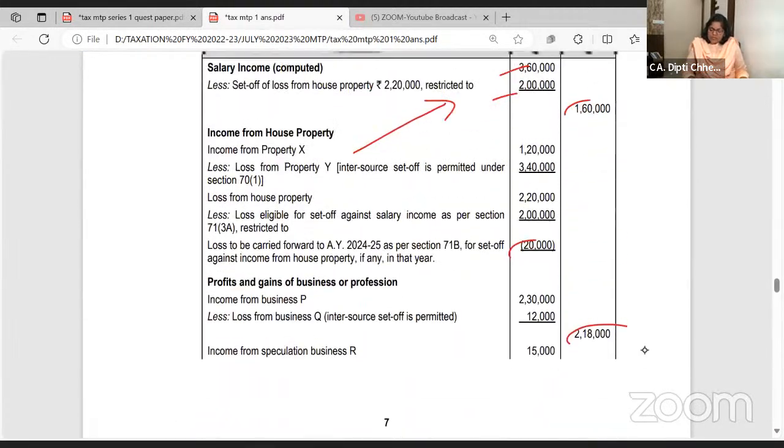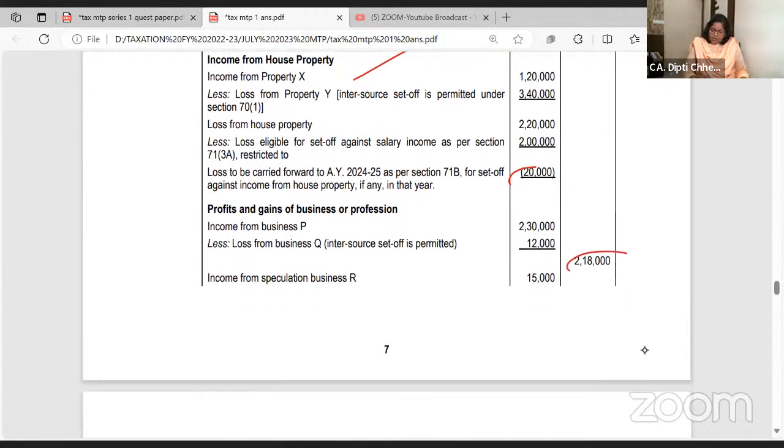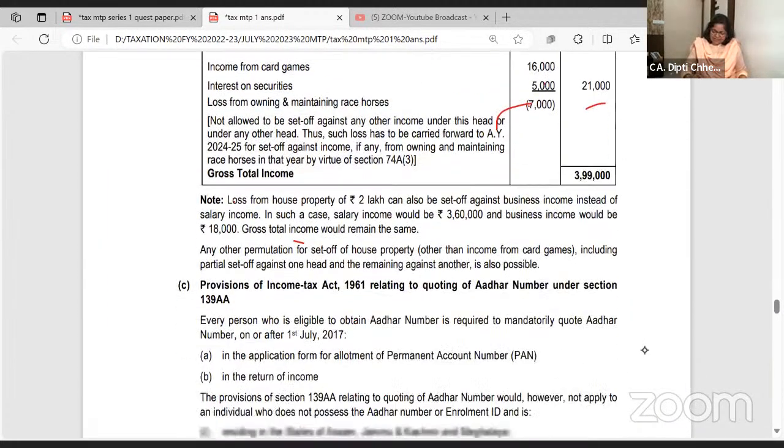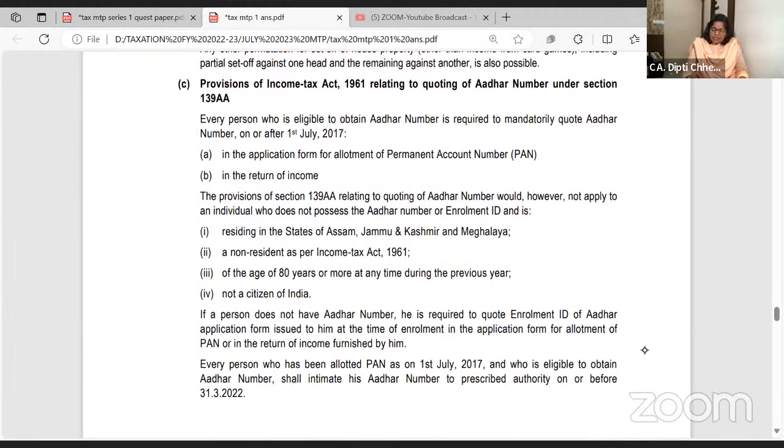Now some of the students are like, ma'am, can we set off house property ka loss in the business head? Yes, you can. Only 1 and 3 are not friends, salary and this. Nice. This one was a simple question.